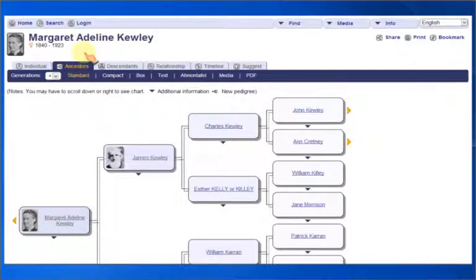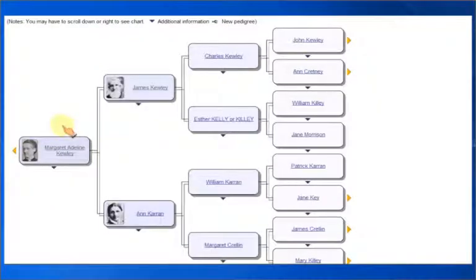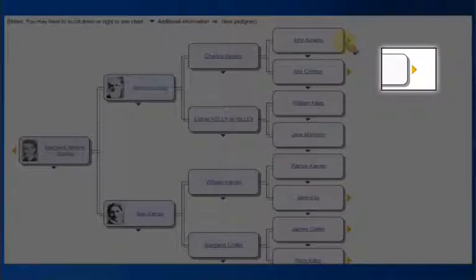These are the ancestors of Margaret. On the left is Margaret, then her father, James Cooley, and her mother, Anne Curran, plus their parents, plus their parents, plus their parents, and so on. You have the ability, where you see an orange triangle, to go further up the pedigree chart into other ancestors.